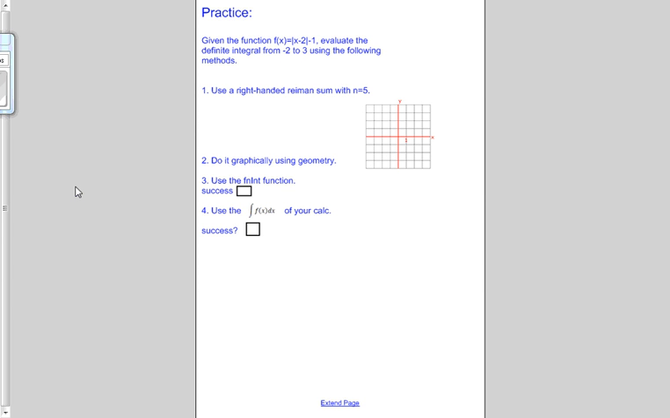All right, so the function absolute value of x minus 2, minus 1, is an absolute value that's been shifted 2 to the right and down 1. So it's going to look something like that. And we're evaluating from -2 to 3. Let's try to get this a little bit more exact.